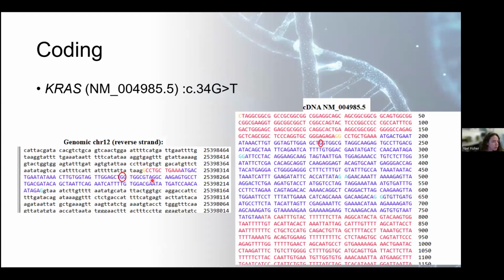So c.34G means this G over here. If we look only at the mRNA, again, we have in red the non-coding part of the mRNA, and then we have the ATG starting the coding, and we start counting from this A residue. Each of these columns is 10 characters wide, so 1, 2, 3, 30, 1, 2, 3, 4. This is the G that we're looking at that is altered.